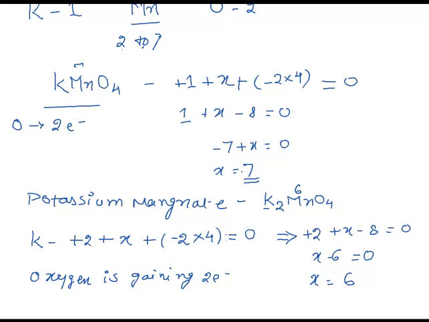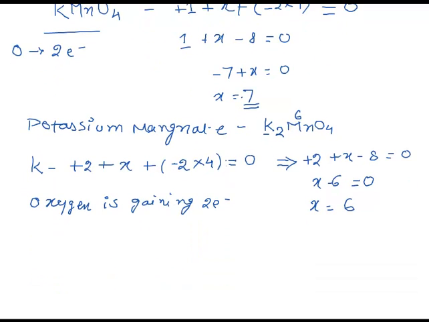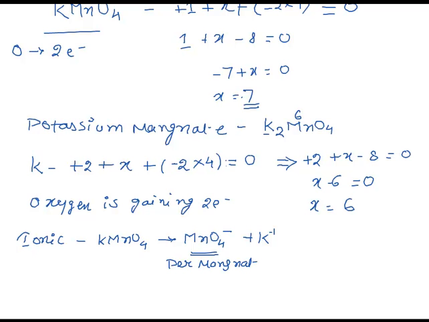If I want to write it in an ionic form, so what do you mean by ionic form? Ionic, that is, KMnO4 is losing its potassium and forming what? MnO4 minus. Why? Because it is losing this potassium ion. So this, students, is called as permanganate ion.